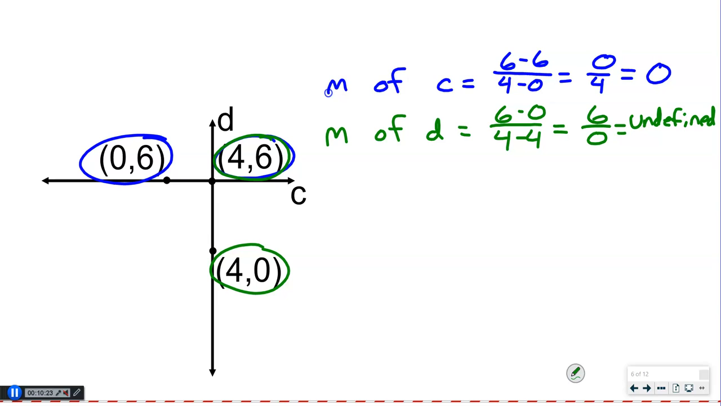So the other question is, are they perpendicular? So we have a slope of 0, which is a horizontal line, and a slope that's undefined, which is a vertical line. Does a horizontal line and a vertical line meet at 90 degrees? Yes. They are perpendicular. 0 and undefined are opposite reciprocals of each other. But you know that a vertical line and a horizontal line, perfectly vertical and perfectly horizontal, are going to intersect and form 90-degree angles. So yes, they are perpendicular.